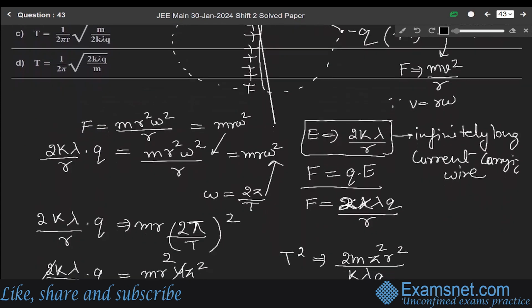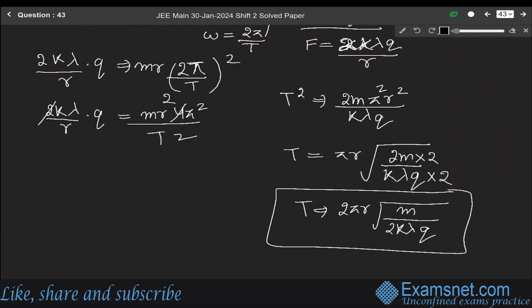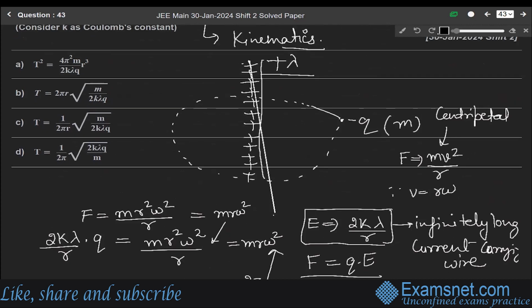To match with the options, let us multiply the numerator and denominator by 2. So we will get 2 pi r under root m over 2k lambda q. This is our final answer. So the correct option is what? Option B, that is T equals 2 pi r under root m over 2k lambda q.